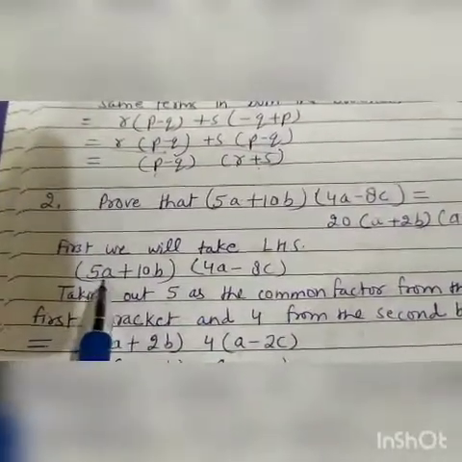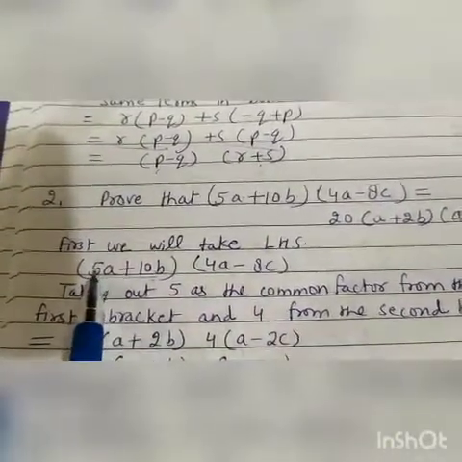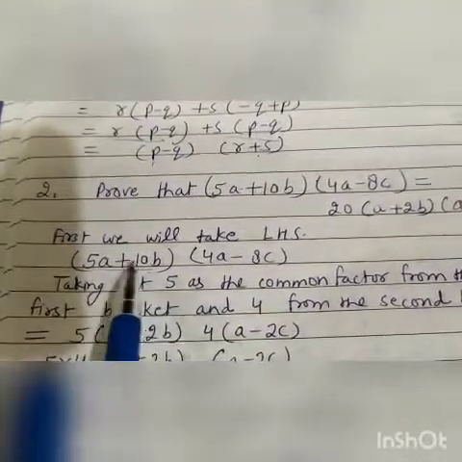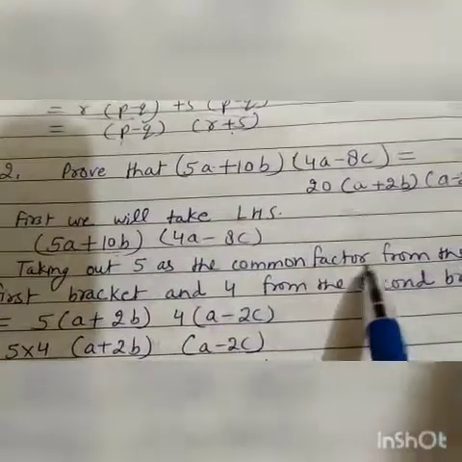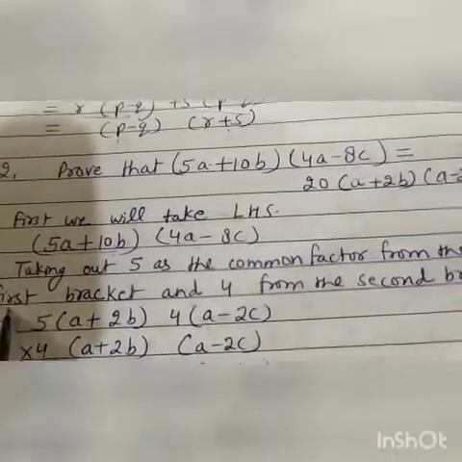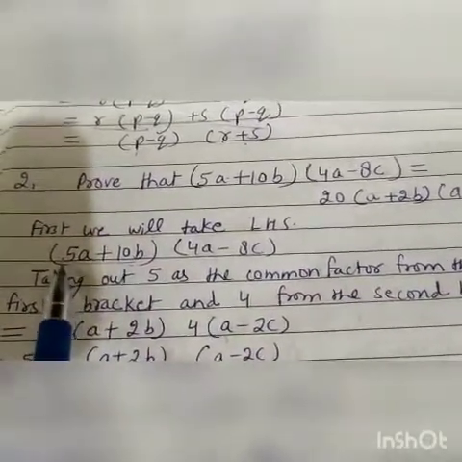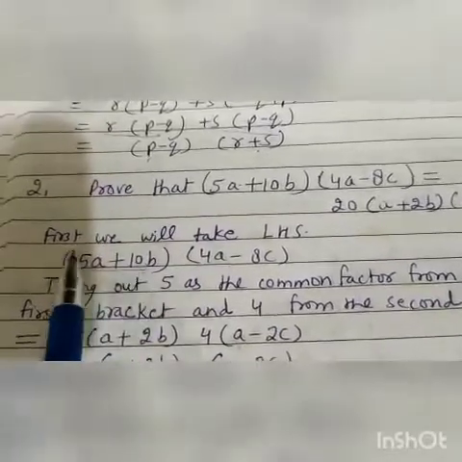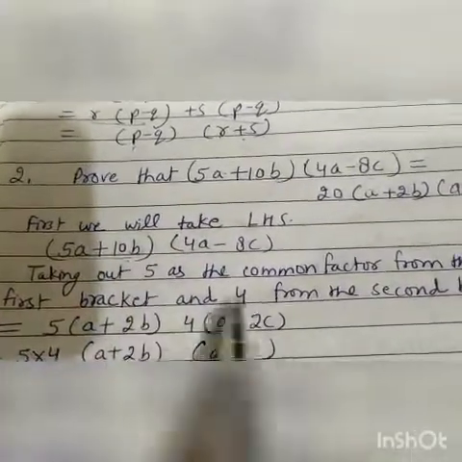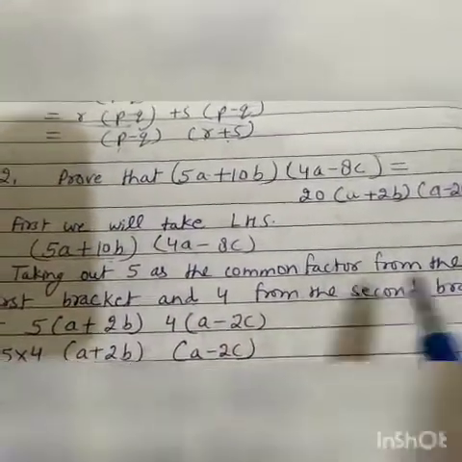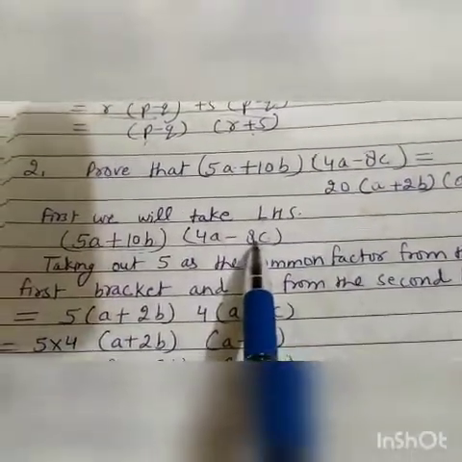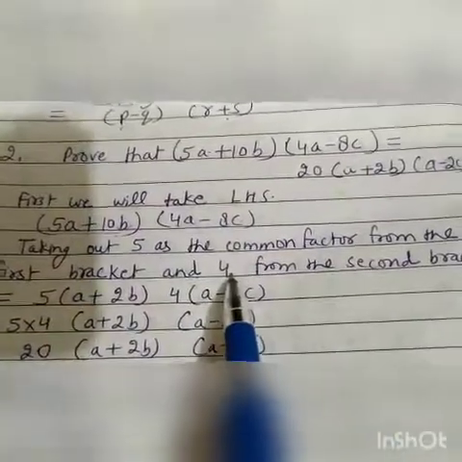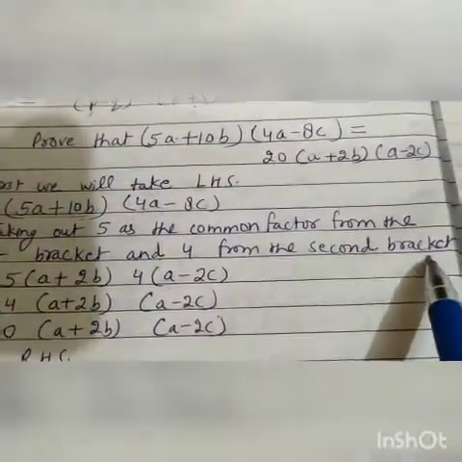Students, see from this first bracket, this 5 and 10 both are divisible by 5. So taking out 5 as the common factor from first bracket. Only first bracket we are taking out 5 as common from this bracket only. And 4 from the second bracket. See in second bracket this is 4 and this is 8. Both are divisible by 4. So we will take 4 as common from the second bracket.